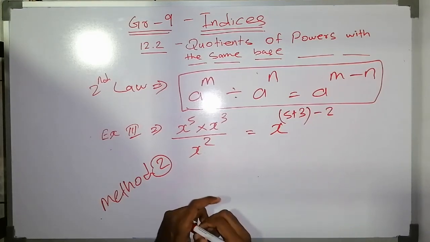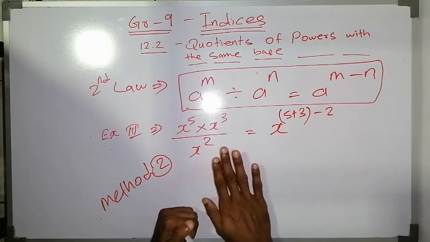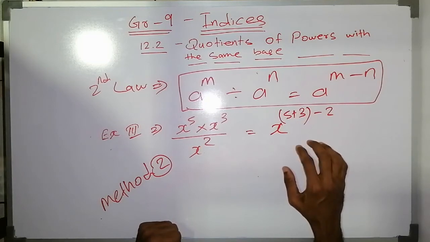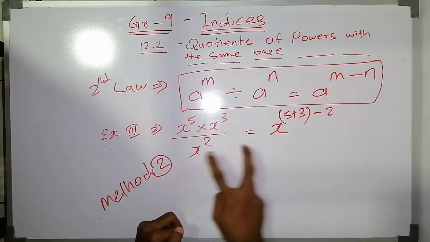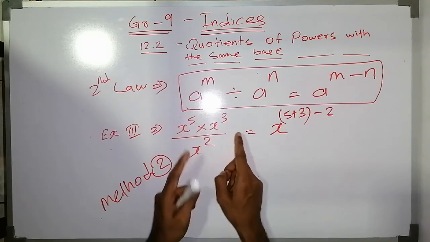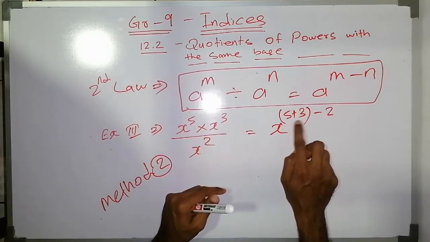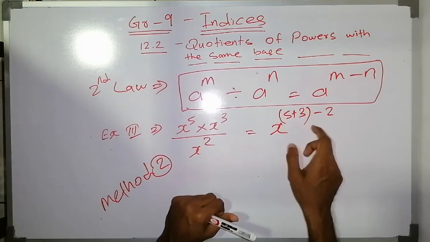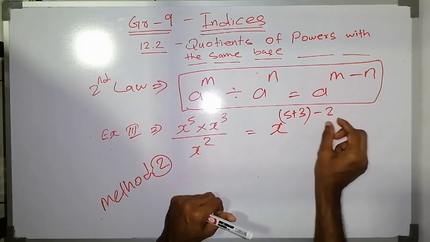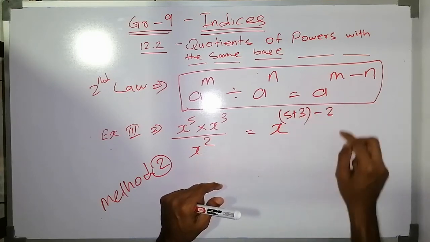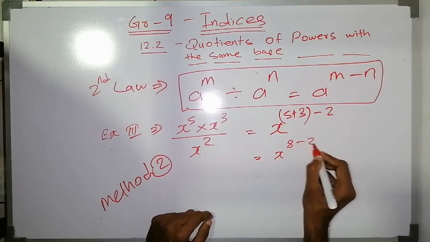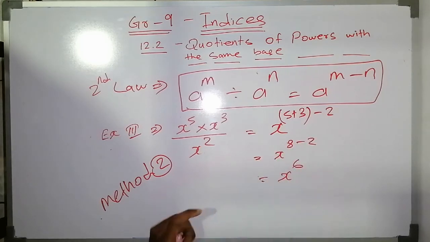Is it clear? So we'll do the second method in one step, both multiplication and division in one step. In the numerator we have multiplication, so we should add the index. Then from the sum of this number we should subtract 2. So we do it in one step. So x to the power 8 minus 2, that is x to the power 6.